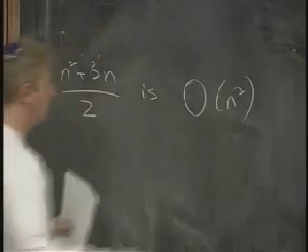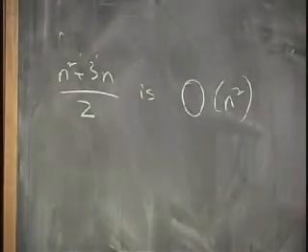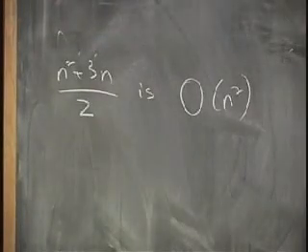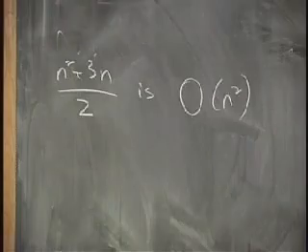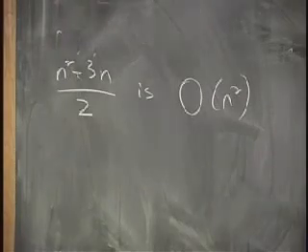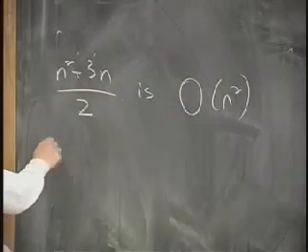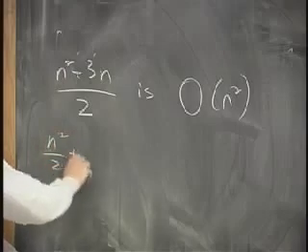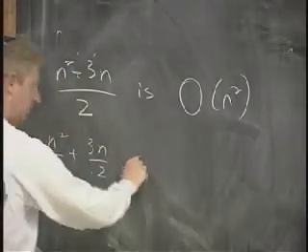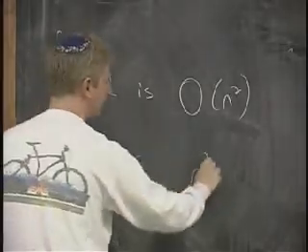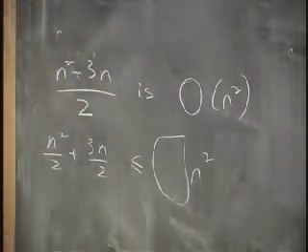Okay. Just a little review before we state this general theorem Sam just said. Who wants to try this? Let's see. I'll help. Tony, you want to do it? I'll help you. We're trying to show that this is order n squared. We want to show that n squared over 2 plus 3n over 2 is smaller than or equal to something times n squared. What should that something be?